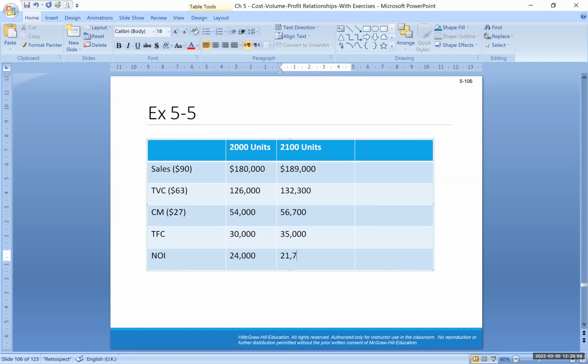So what will be the change? It is simply the difference between the two incomes. Our income will decrease by 2,300. Why? Because we have an increase in sales of 9,000, but our total variable cost will increase by 6,300. Our contribution margin will increase by 2,700, but we do have an increase in the fixed cost of 5,000. This makes a decrease in the net operating income by 2,300. Okay.